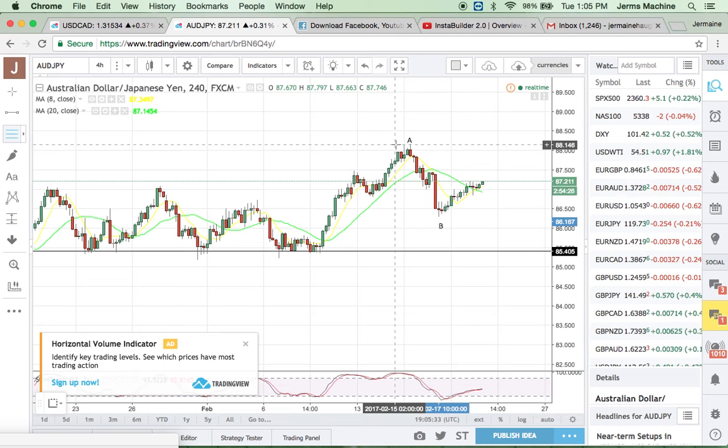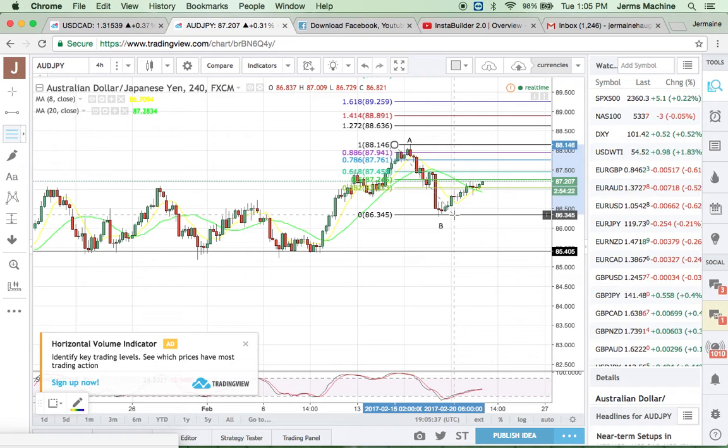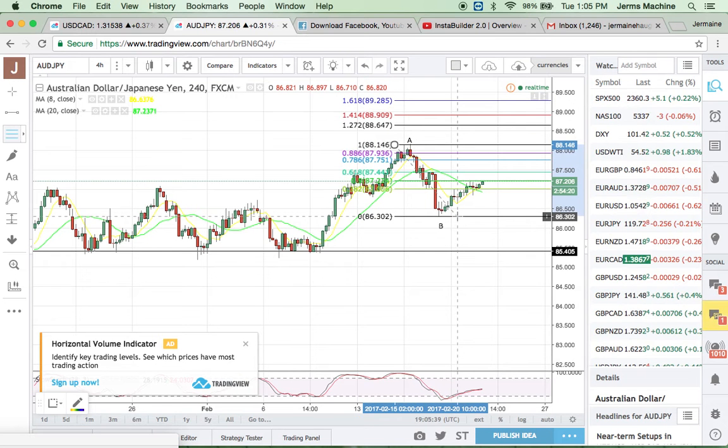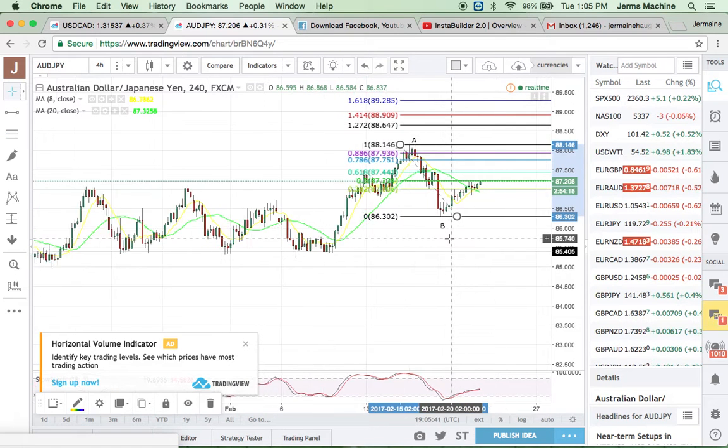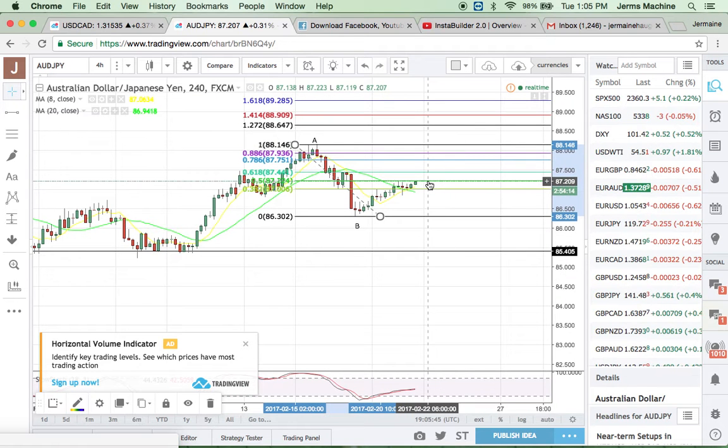What I'm going to do is draw my Fibonacci levels from A to B, and currently we're trading around the 50%. You can kind of see that it's stalled here a little bit, but it hasn't started dropping from there yet. So it may be able to get back into the 61.8, or who knows, it can go right through this.